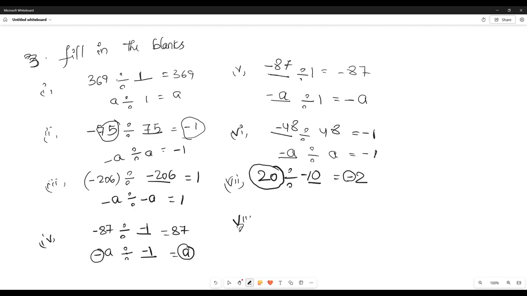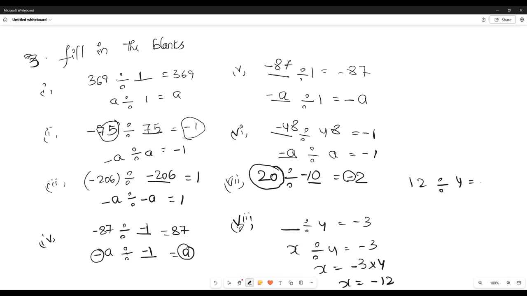And the next question is dash divided by 4 gives minus 3. So let us assume it is x divided by 4 gives minus 3. So x equals minus 3 into 4. The value is minus 12. So minus 12 divided by 4 gives minus 3.